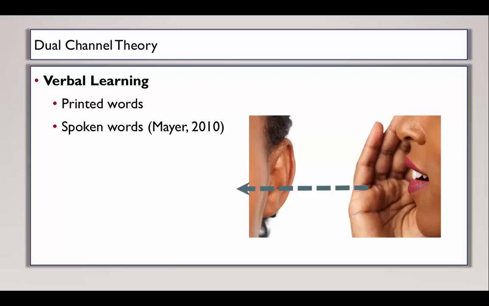Verbal learning involves learning from both printed words, such as the bullet points on this slide, or spoken words, such as the words you are hearing from me now.